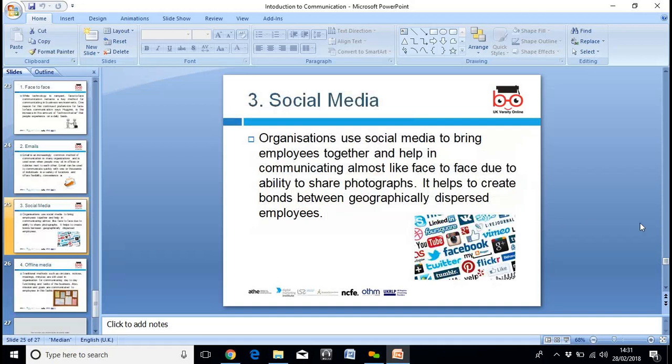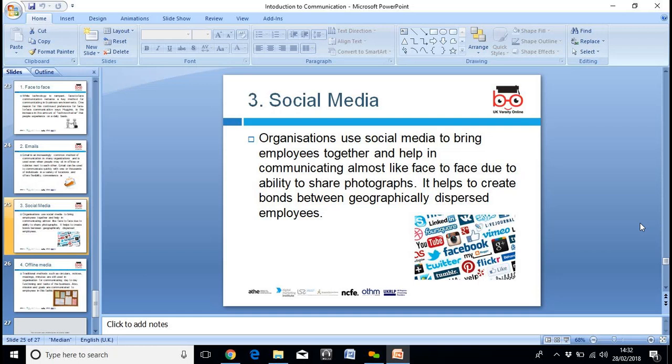Now, social media is fast becoming very much used in a lot of instances. Most businesses have a social media presence in some form, and it has many advantages. It's almost like communicating face-to-face. Yeah, the ability to share photographs helps create the bonds between geographically dispersed employees.